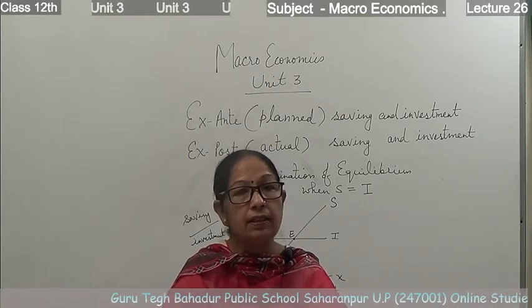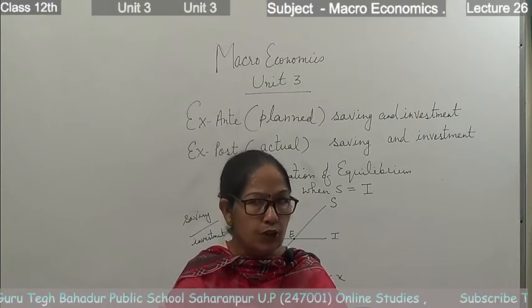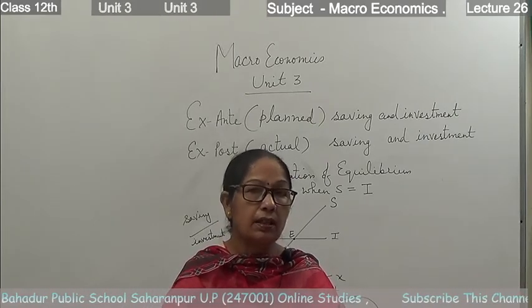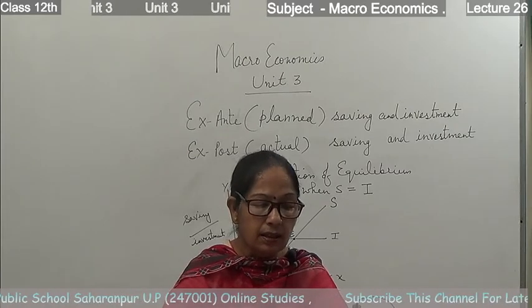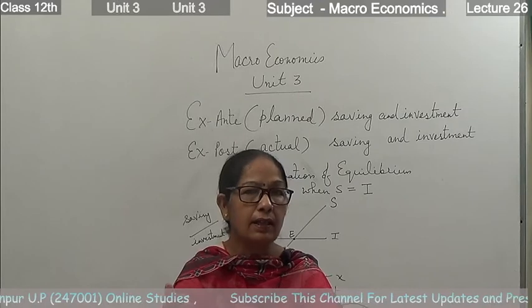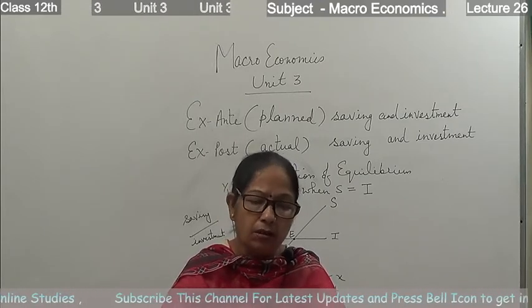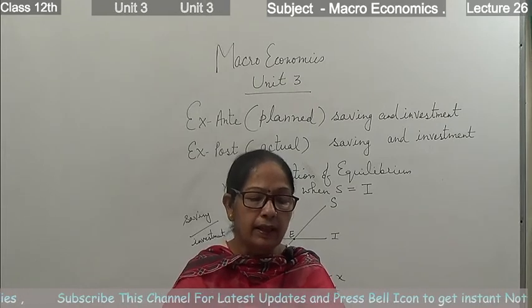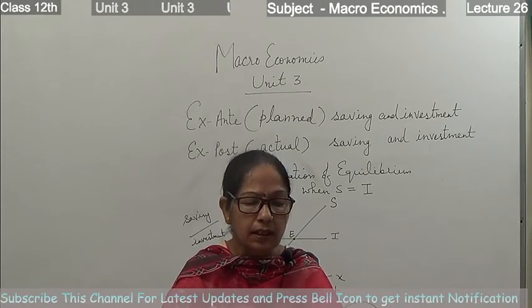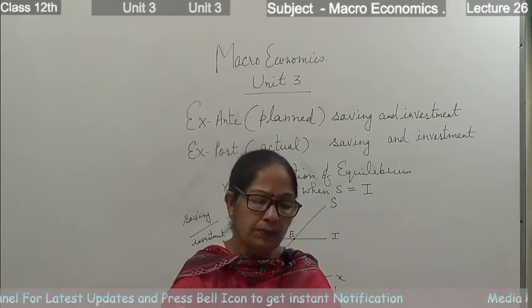Planned saving also will start rising until it becomes equal to planned investment. So, always S is equal to I. If there is an imbalanced situation, it will be adjusted automatically, and in an economy the condition of equilibrium is that savings are equal to investment.